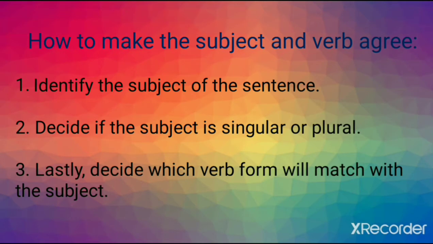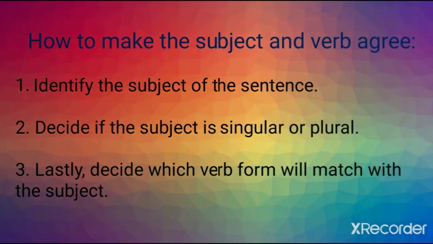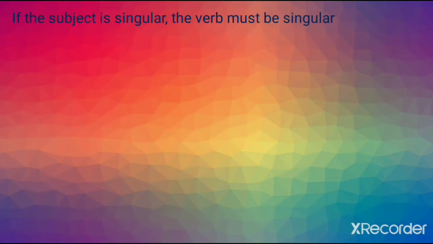So, these are the three steps you have to keep in mind to make the subject and verb agree. Once again, I am repeating. The first step is identify the subject of the sentence. Second, decide if the subject is singular or plural. And the third step, decide which verb form will match with the subject. Subjects and verbs must agree in number. If the subject is singular, the verb must be singular.